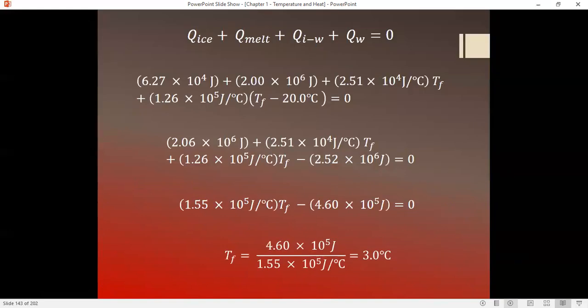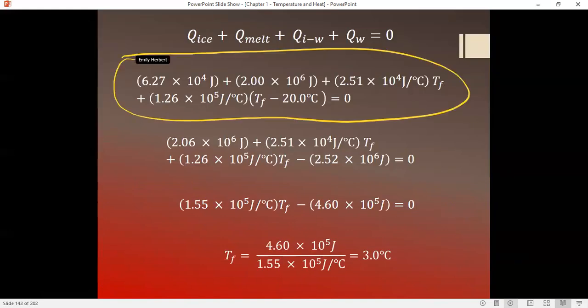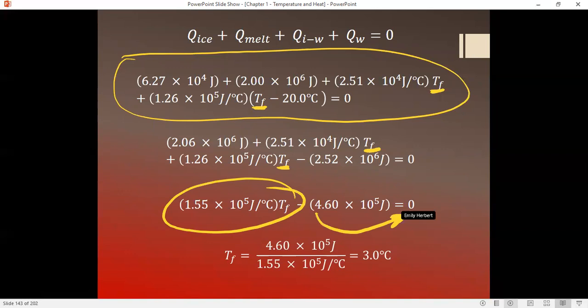And here's our equation. Everything's set to be equal to 0. Now identify everything with TF. TF is the only thing I don't know here. Here's a term with TF, here's a term with TF. So I isolate my TF terms, move them off to one side, move the other terms to the other side, okay? Divide by this on both sides, and we get, it comes to thermal equilibrium at 3 degrees. Okay, so that's a real nice latent heat type of problem.